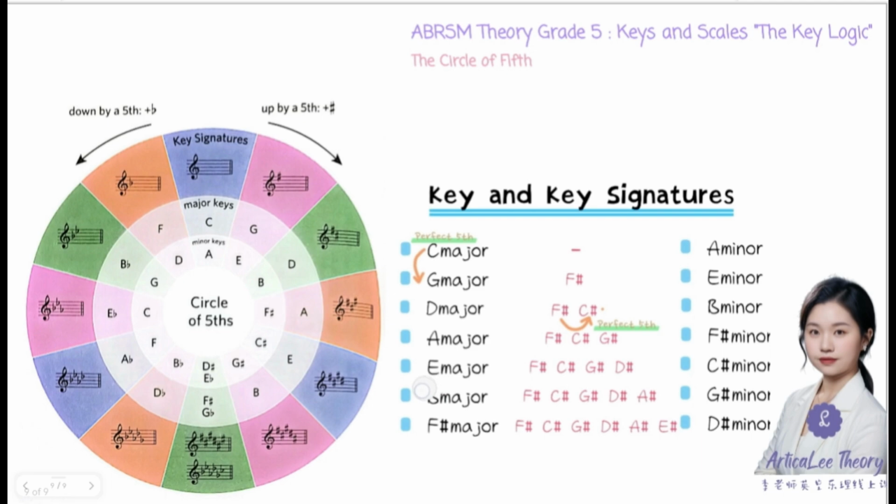We are moving from B major. To find the next key, we need to count a perfect fifth from B. Let's count together. B, C, D, E, F. But wait, remember the key signature of B major? We already have an F sharp in B major. This means the fifth note is actually an F sharp, not a natural F. Therefore, the next key is F sharp major, not F major.